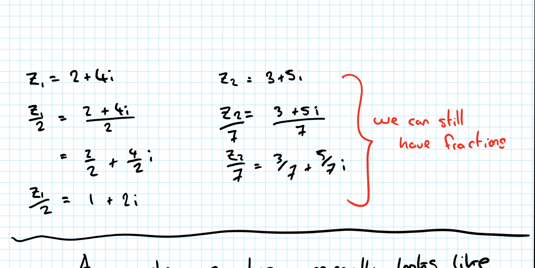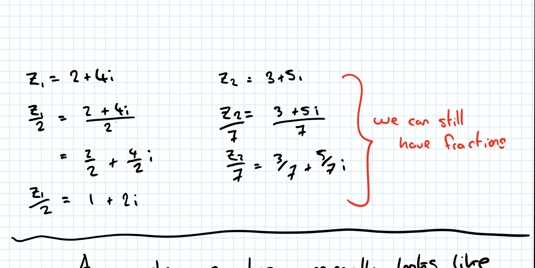Okay, so in this video we'll be looking at adding, subtracting, multiplying, dividing complex numbers. So first of all, we'll be looking at dividing a complex number by a real number. Now in this case, I've just chosen z1 is equal to 2 plus 4i as a simple example. What if I wanted a half of z1? Well, I would divide both sides by 2.